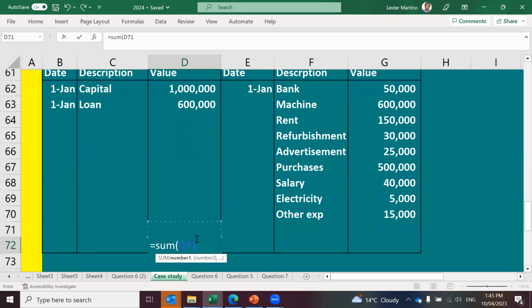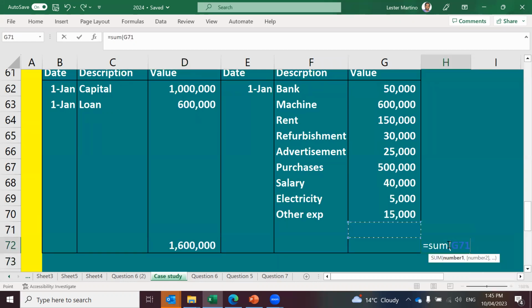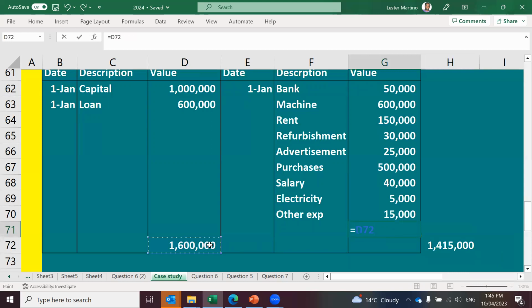So which side is more? 1.6 million. And we'll take the total here. So the difference, we'll take it here. This side is more, the credit side is less. So a balancing figure can be made. So this is 31st Jan. Someone is asking a question. Sorry, my mistake. Very good question.